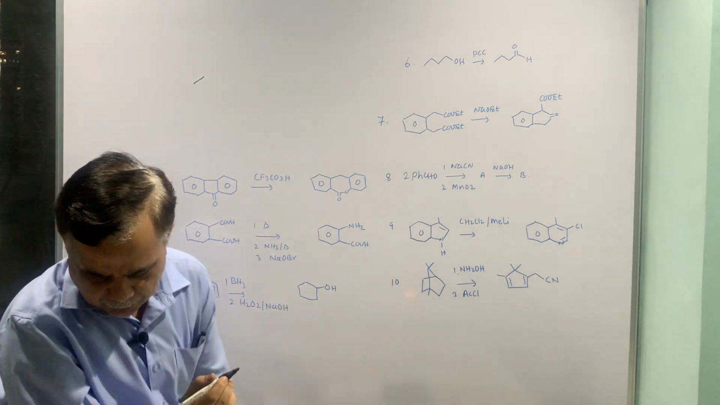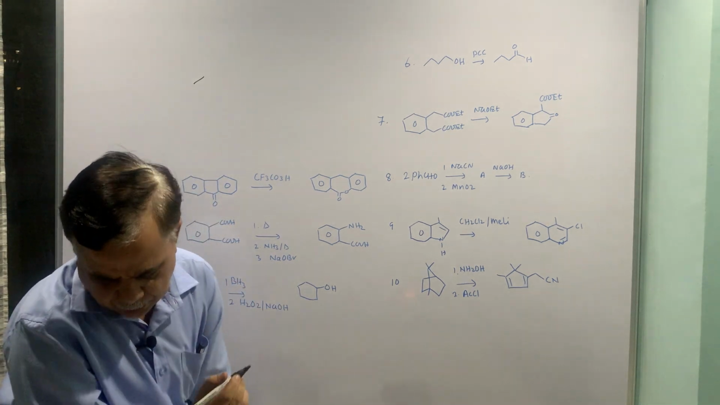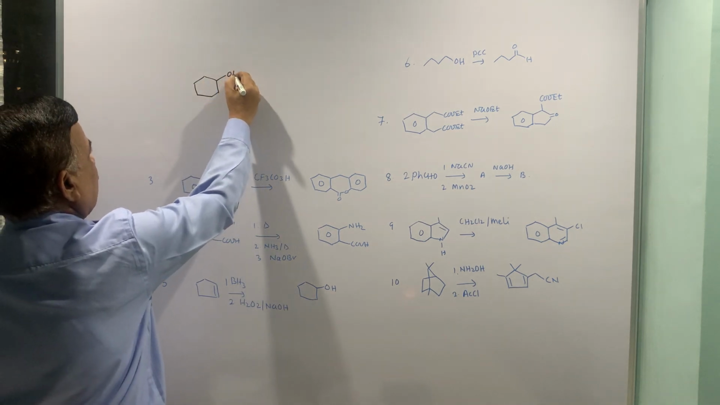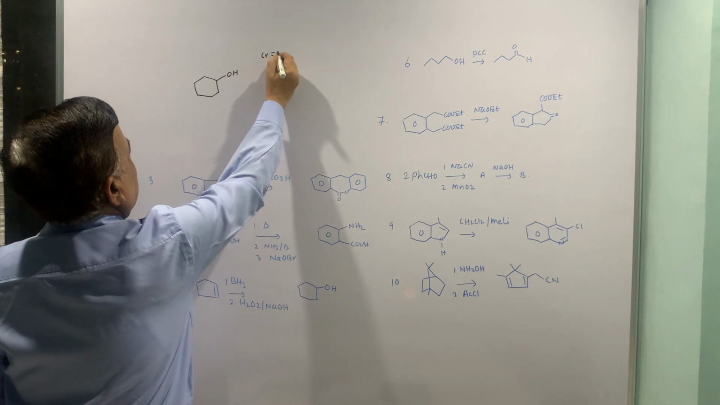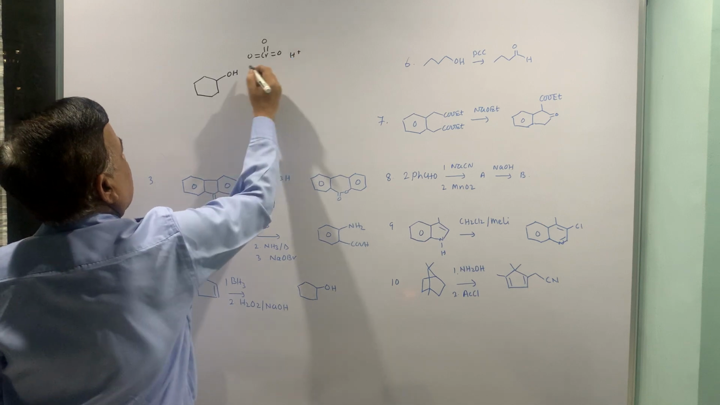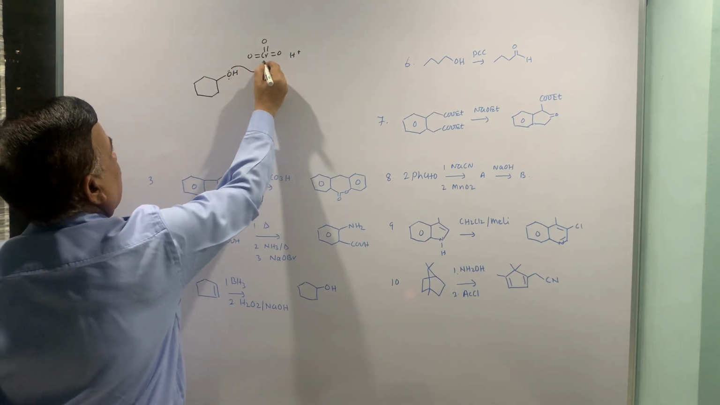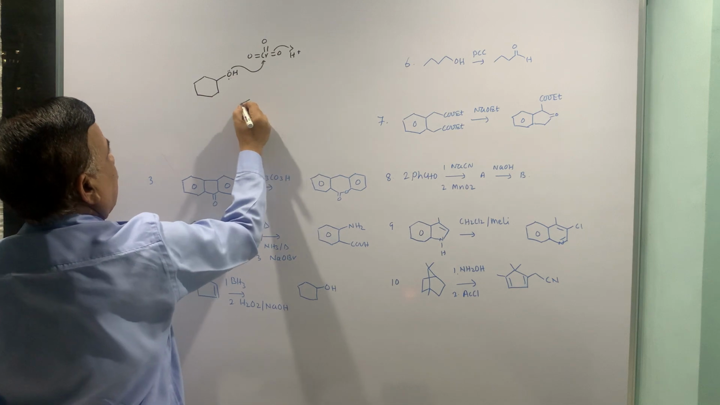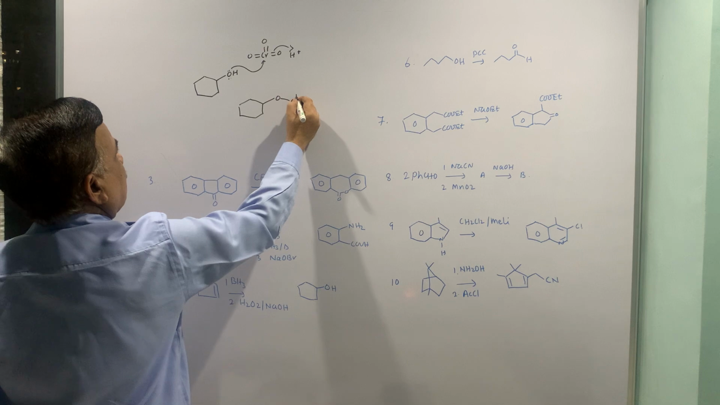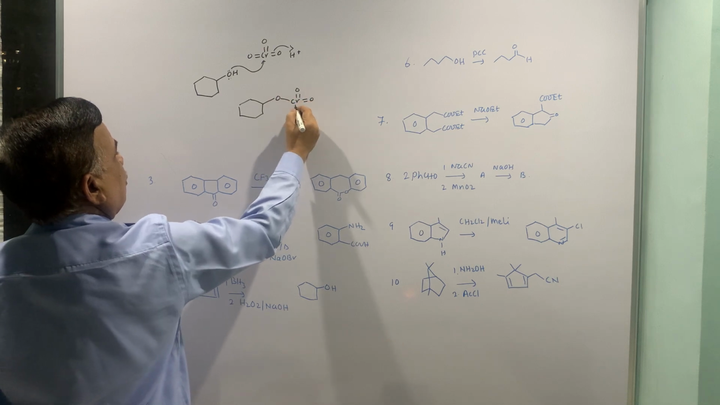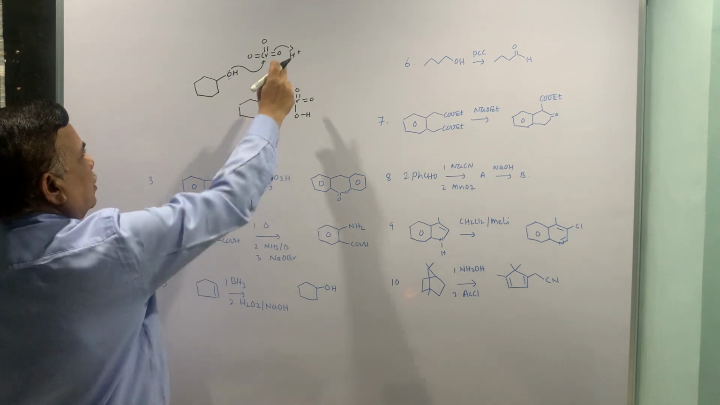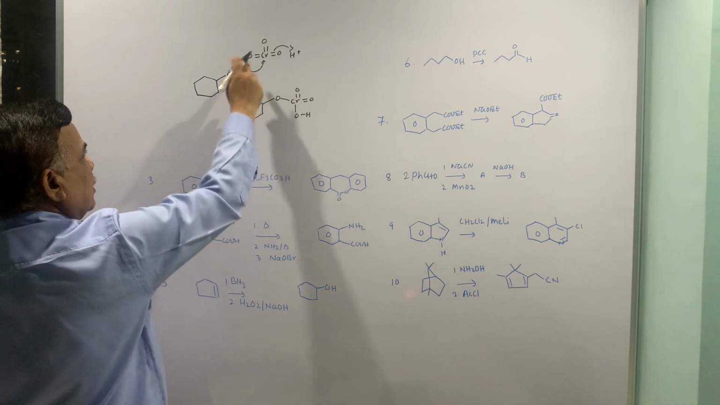So the example is cyclohexanol. Okay, cyclohexanol is treated with Jones. Jones is chromium trioxide in presence of H plus. So initially double bond O, OH. Show this, or you can directly transfer this hydrogen there.